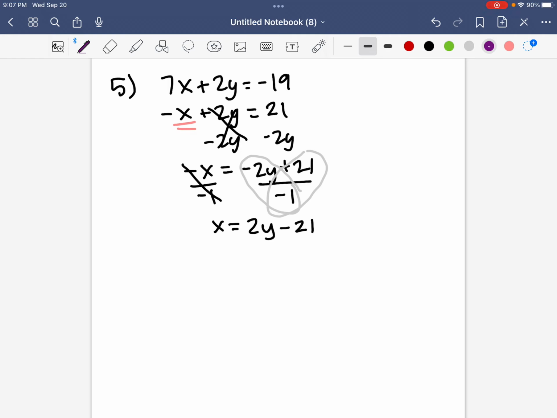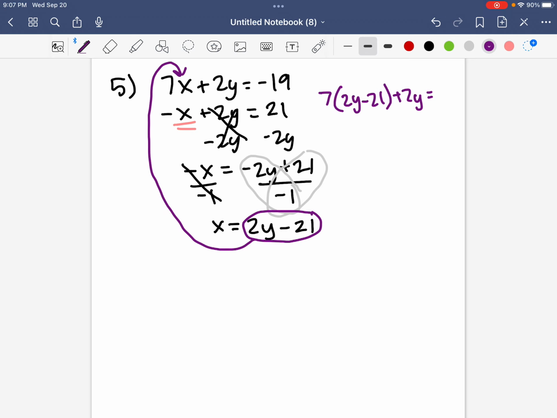Now, this is what x equals. So I can take this and plug it into my top equation for x. I can't plug it into the bottom one. I have to use the top one because I already worked with the bottom one to get this. If I plugged it back into the bottom, it wouldn't make any sense, because I wouldn't be using the top one. And it's a system of 2 equations, so I have to use both. So now I'm going to plug it in. 7, and instead of writing x, I'm going to write 2y minus 21, because that's what x is, plus 2y is equal to negative 19.